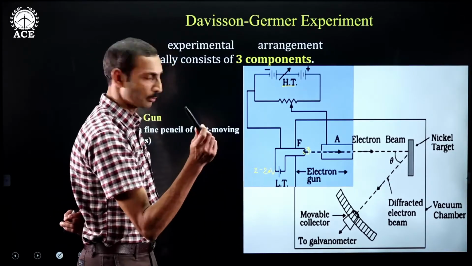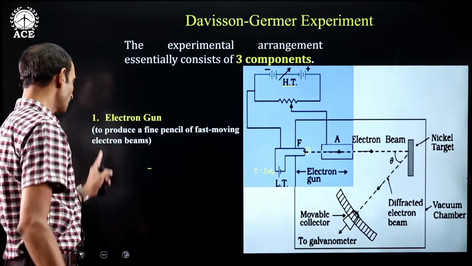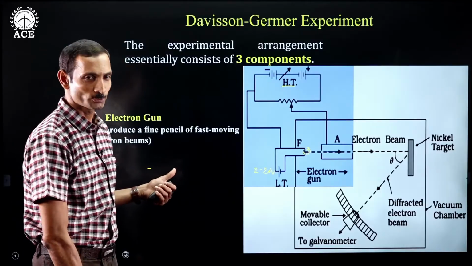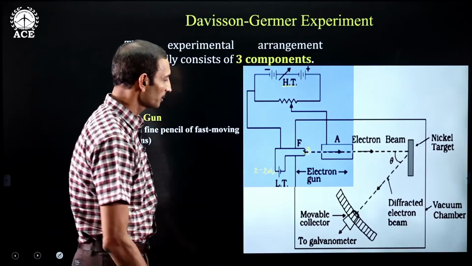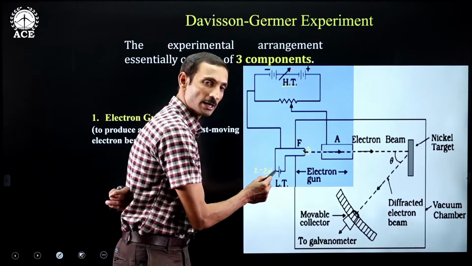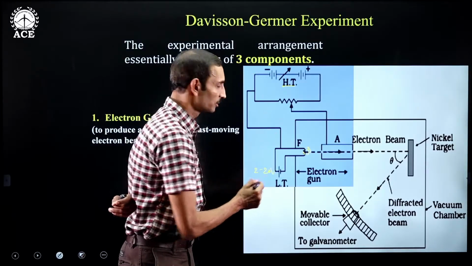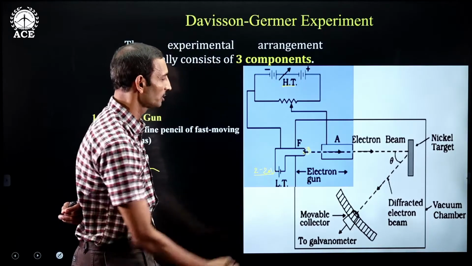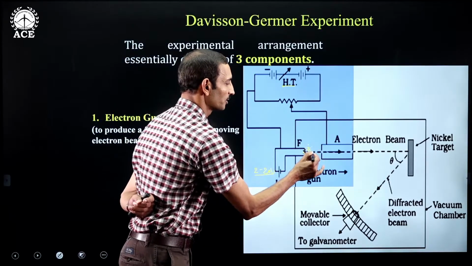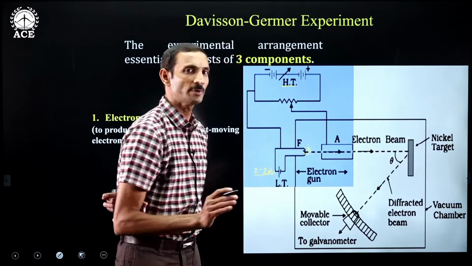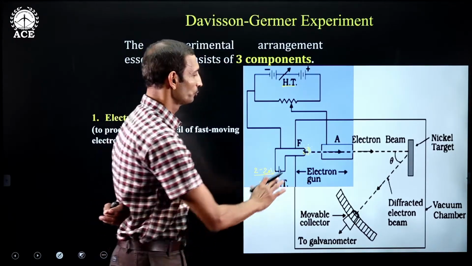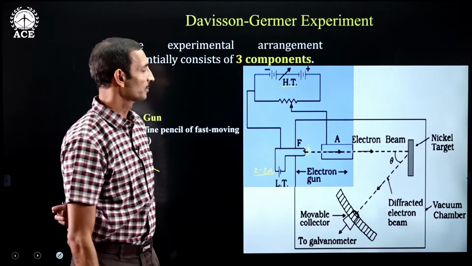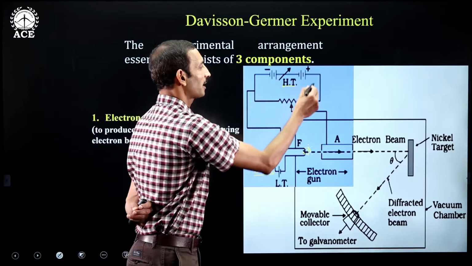Now, again, I'm going back to discuss the electron gun here. The electron gun is the one that produces the fine pencil of fast moving electron beams, right? Here, that is produced by means of a low tension battery which is connected to a filament. The filament gets heated up because the low tension battery gives it some potential, and this filament will produce the electrons. These electrons will not have sufficient impetus to move through and hit the metal target as a beam. For that, the high tension battery would help.